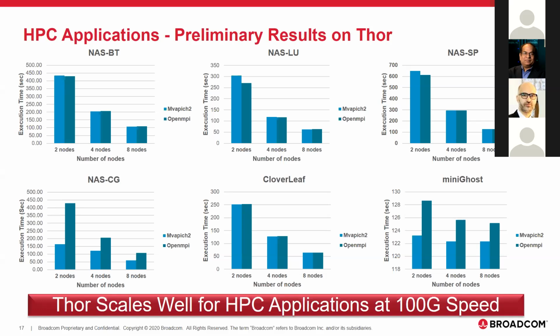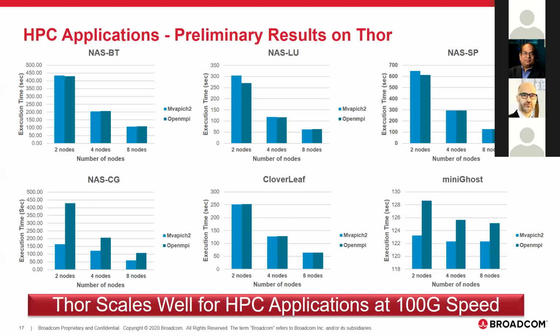Now CloverLeaf, if we look at this one, is an application which scales really well. Thor shows really good results in terms of execution time with the number of nodes. If we look at 2 nodes performance, we are somewhere around 250 seconds, and the time decreases linearly as we increase the number of nodes. And for 8 nodes, we are somewhere around 62 seconds to complete the same problem, which took 250 seconds on 2 nodes.